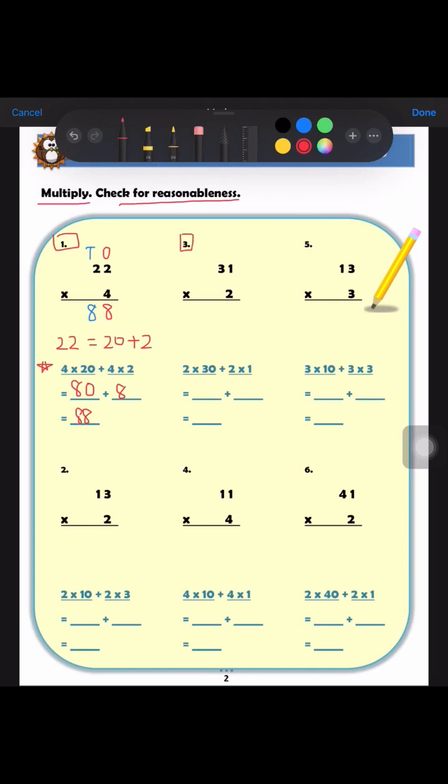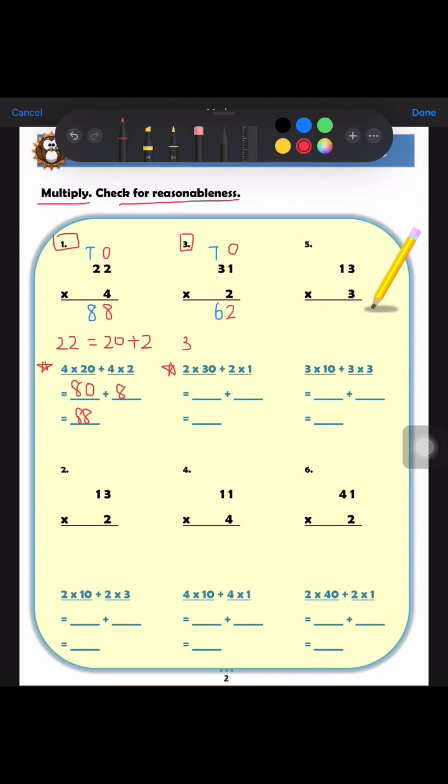Okay, take a look at question 3, 31 times 2. We multiply the ones first. 2 times 1 equals 2. So we put 2 in the ones place. And then we multiply the tens. 2 times 3 tens equals 6 tens. So the answer is 62.